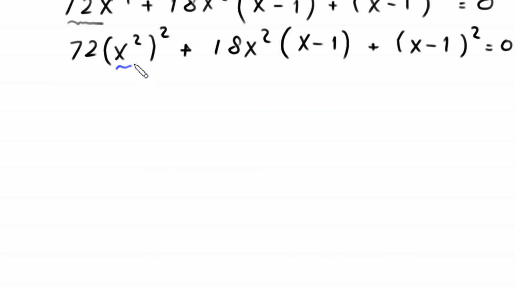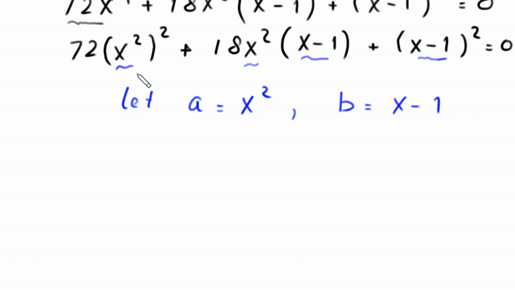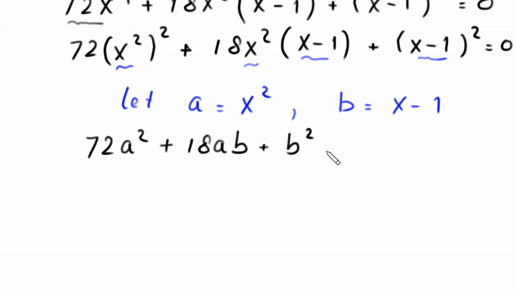Now here we have x squared, here we have x squared, and here we have x minus 1, here we have x minus 1. So we suppose that a is equal to x squared, and we suppose that b is equal to x minus 1. So this equation will become 72 times a squared plus 18 times ab plus b squared equal to 0. Now this is a quadratic equation and is factorable.